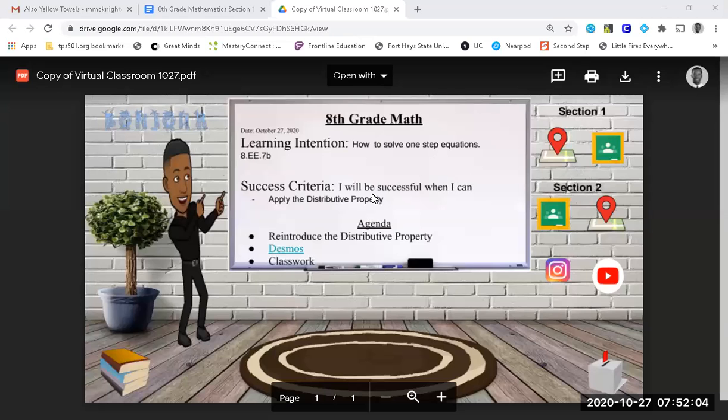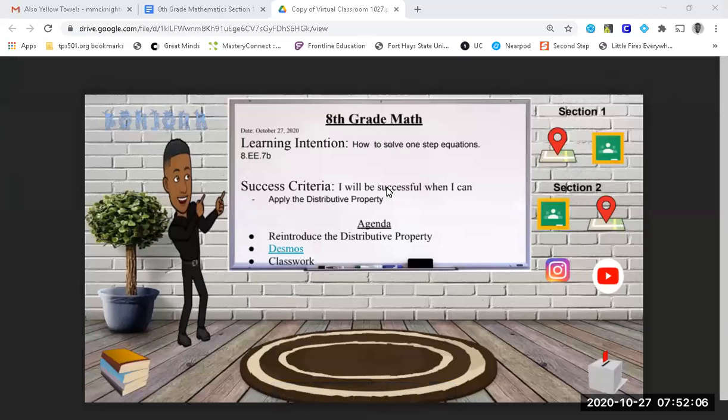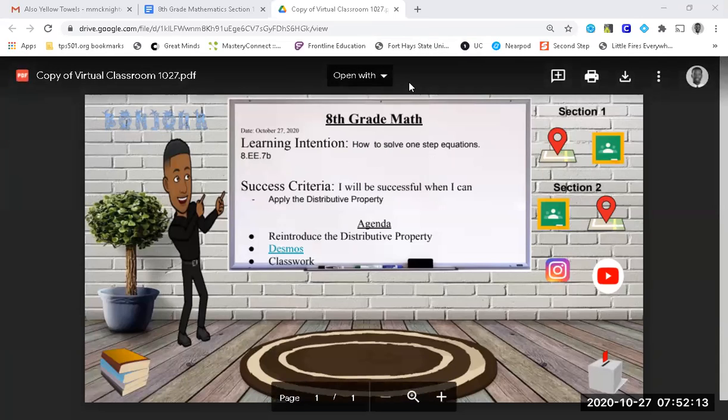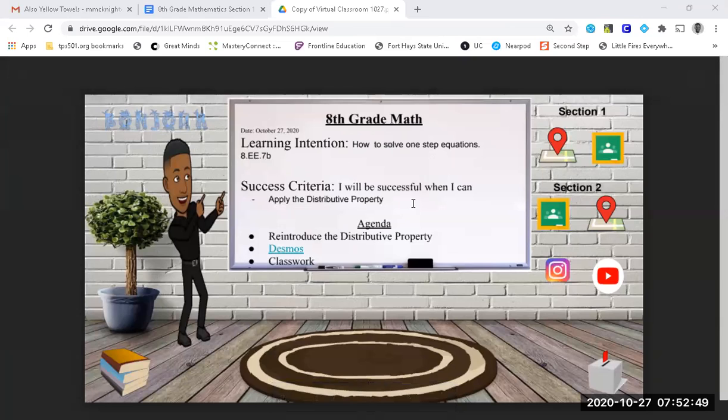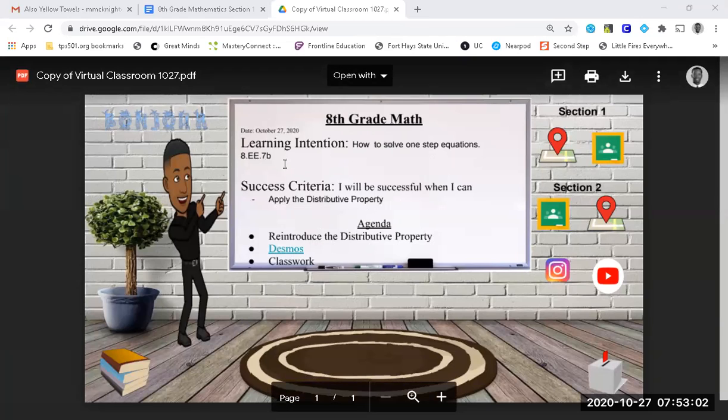Okay, so for today's class, we're going to be reviewing some of the stuff we already did. For learning intention, we are learning how to solve one-step equations. And for success criteria, we're just going to be looking at applying the distributive property. All right, this is something we've done already. Like I said, we'll go through some stuff, we'll do some Desmos, and then we'll work on the worksheets that we have. Again, this is going back to standard 8.EE.7.